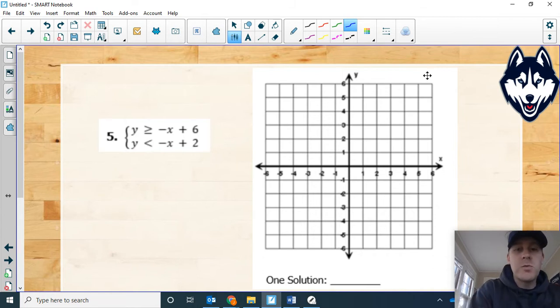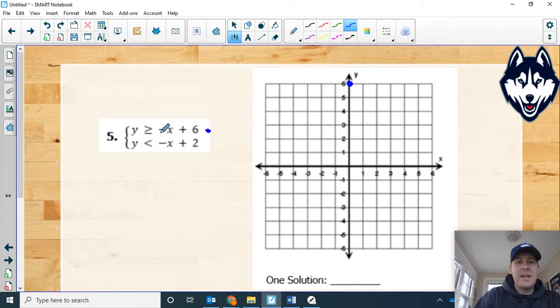Okay, so for the first one, I will do it in blue. So y is greater than or equal to negative x plus 6. Our first step is to treat it like slope-intercept form. So we're going to look at where this line crosses the y-axis, which since it's plus 6, is going to be at the point 6 comma 0. Okay, so right there.